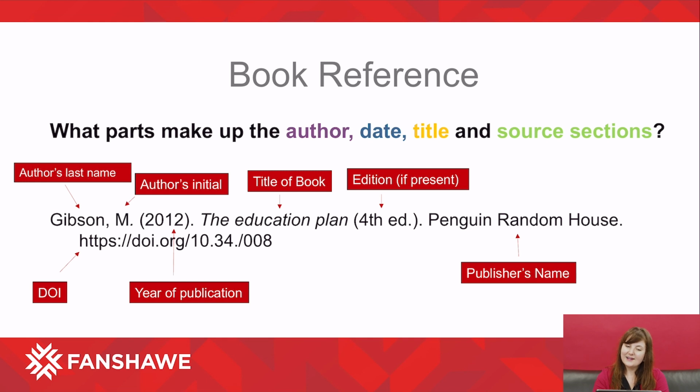You'll also notice the title is italicized. APA italicizes titles for items that stand on their own or the larger work, like a book. You'll also see in the title section that it includes the edition if it's other than the first, so this is the fourth edition included in this title spot. In the source section, you'll find the publisher's name and the DOI if there is one.